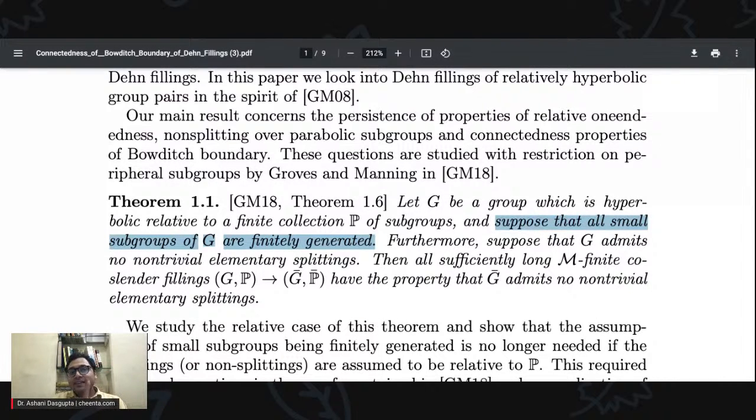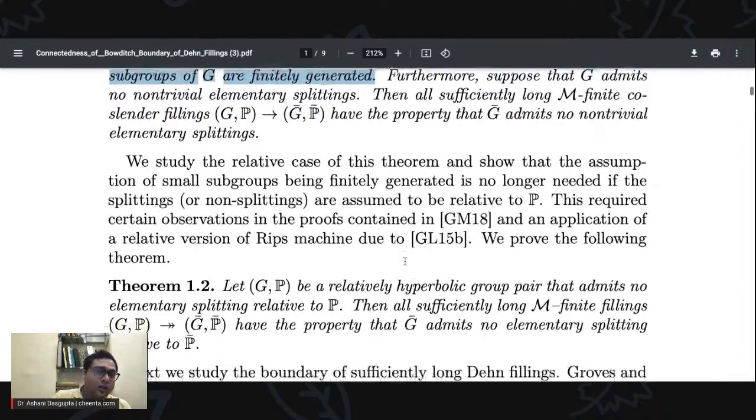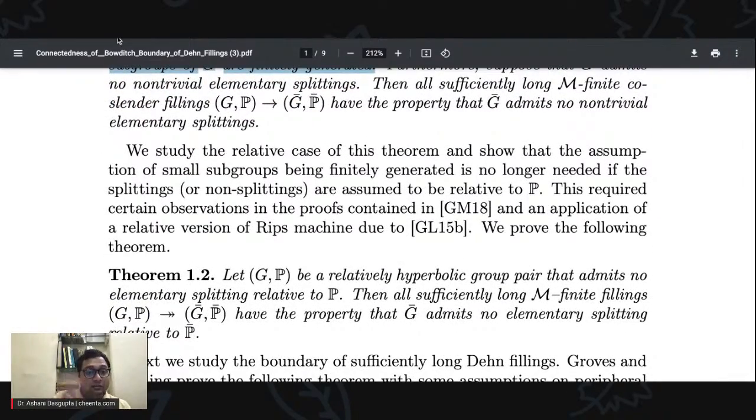So Groves and Manning said yes, that is true, provided this additional hypothesis that the group G has this condition, that all small subgroups of G are finitely generated. So this was the condition. One of the results in this particular paper is that we removed this restriction from Theorem 1.1. But then we had to change the hypothesis a little bit more.